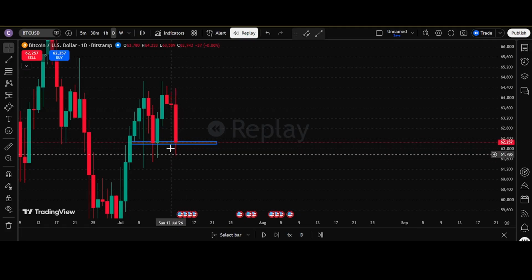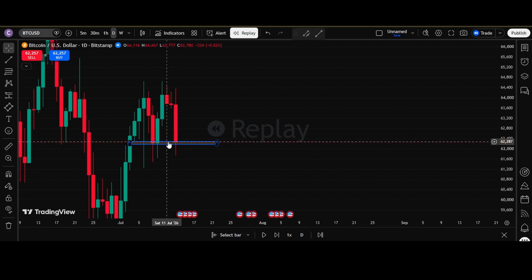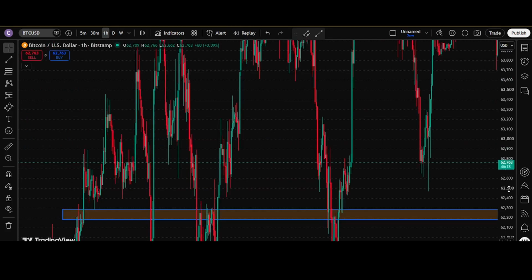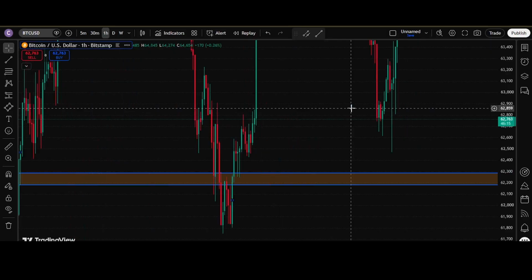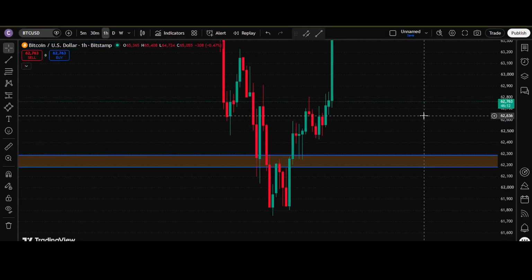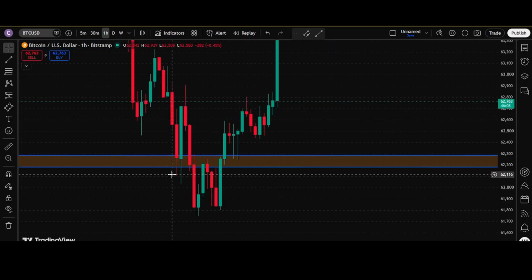Now let's check whether the liquidity sweep is valid or not. For that, we will move to the hourly timeframe chart. Here on the hourly timeframe chart, the very first candle which swept the liquidity of the zone also gets swept by another hourly timeframe candle. Therefore, the liquidity sweep is perfectly valid.